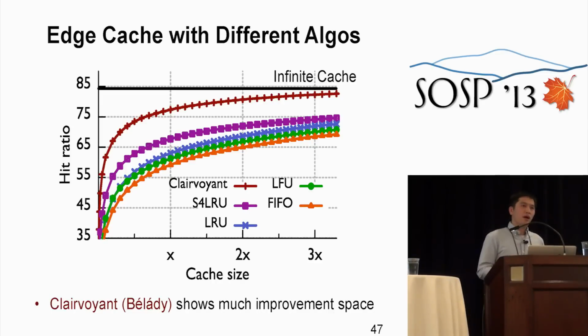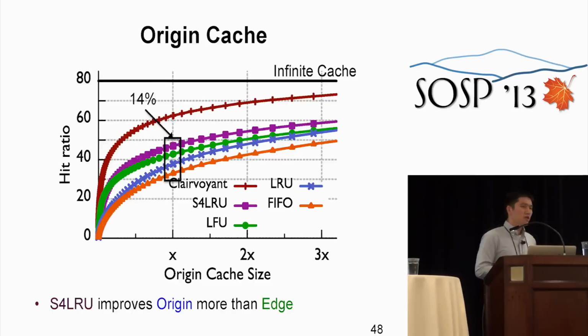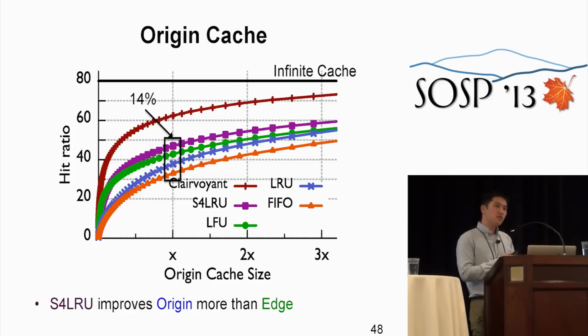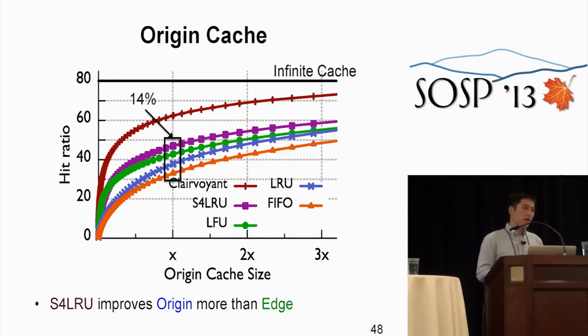Is there any upper bound for the algorithm? We also tried simulating the Belady algorithm, which just knows the future and serves as the optimal for algorithm improvement. It shows there's still a lot of space between the optimal and S4LRU. We also did the same simulation on origin cache, and the results agree with what we found for the edge.